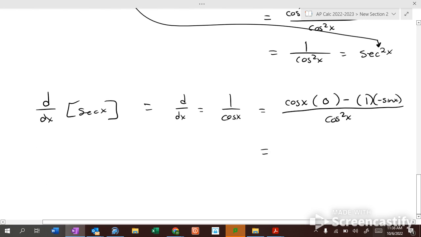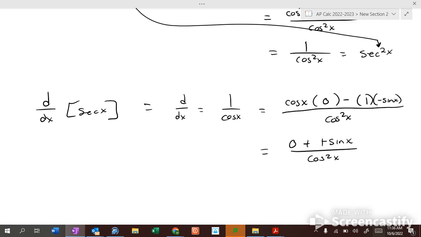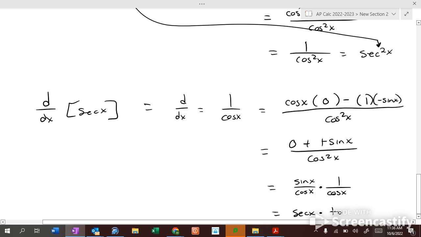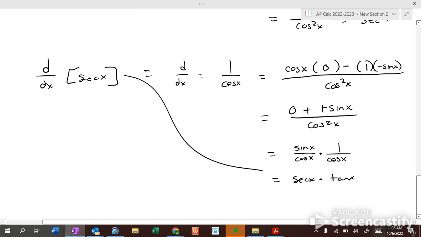Well, cosine times 0 is 0. So it's 0 minus a negative sine of x, which is plus a positive. So it's really sine of x over cosine squared of x, which is sine of x over cosine of x times 1 over cosine of x, which is 1 over cosine of x is secant of x. Sine of x over cosine of x is tangent of x. Okay? So that's why the first derivative of secant is secant times tangent. And I could prove this for all 4 of them, but we're not going to go into that.